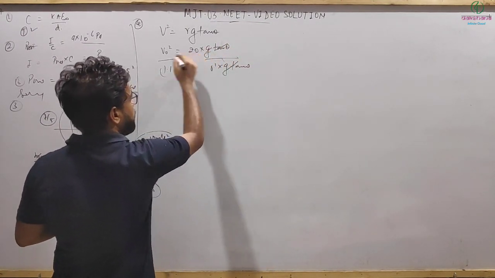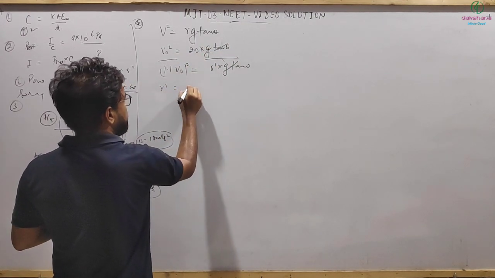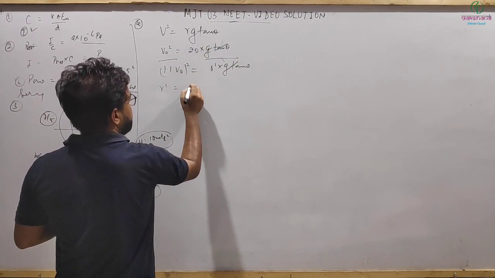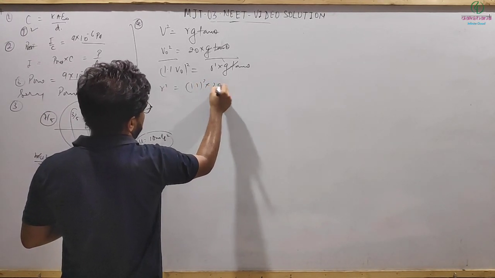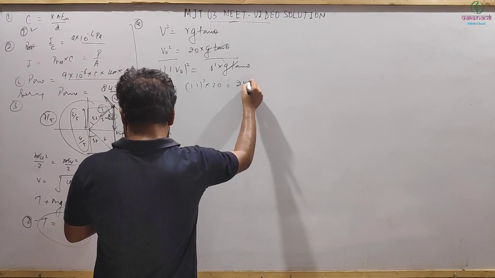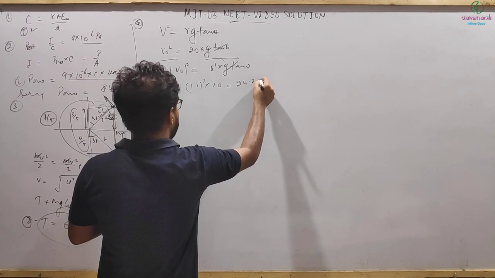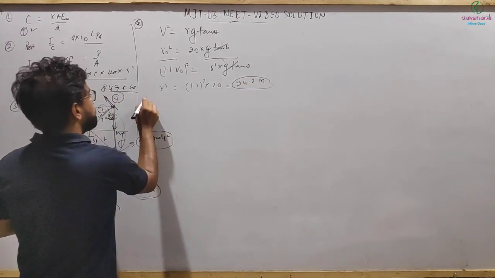Dividing and solving, R prime is coming out to be, V naught square gets cancelled, equal to 1.1 whole square multiplied by 20, that is 24.2 meter.